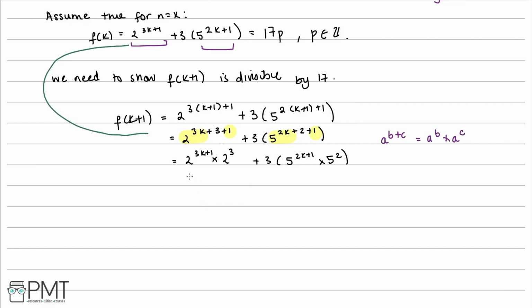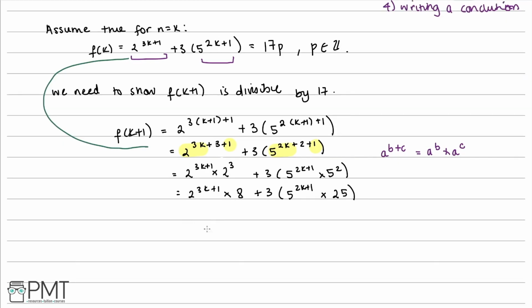Fantastic! So now we have something that is very similar to what we have for f of k, with an extra 2 to the power of 3 and an extra 5 to the power of 2. Well, we can simplify this expression a bit more, because this will be equal to 2 to the power of 3k plus 1 times 2 to the power of 3 will be 8, so it will be times by 8, plus 3 times by 5 to the power of 2k plus 1, times by 5 squared will be 25, so it will be times by 25.